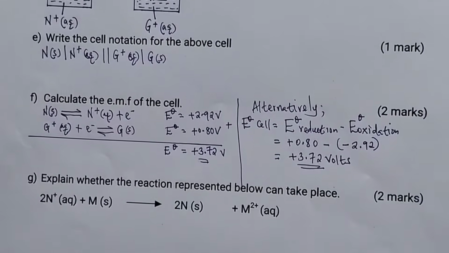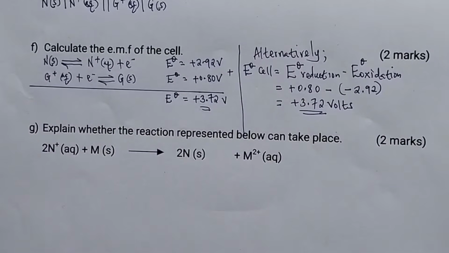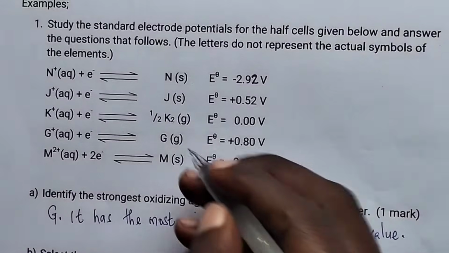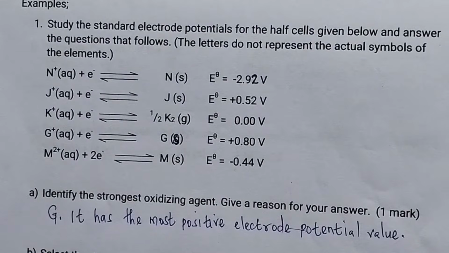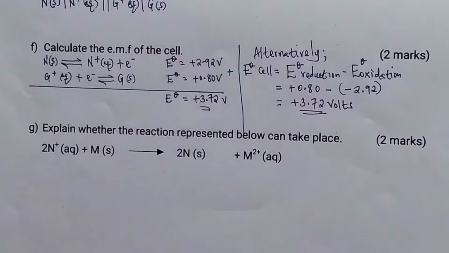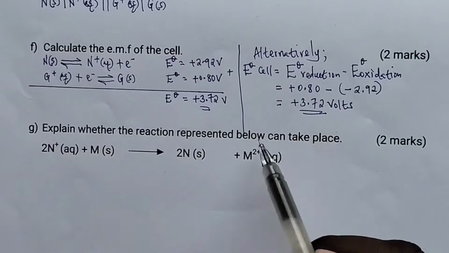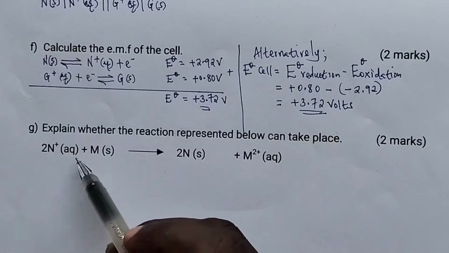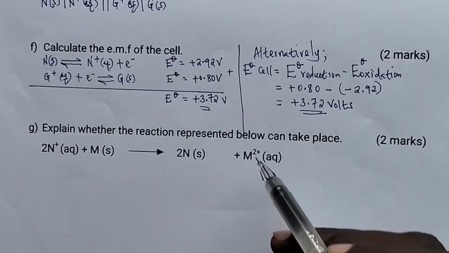Next, we are going to proceed to part G, or Roman G, where we are told to explain whether the reaction represented below can take place. So we have to go back and see what we had in the half cells. Remember, this is solid. Sorry, it's not the gas. The state for that is solid. So we are told to confirm or predict whether the reaction represented below can take place. So we have 2 N ion aqueous plus M solid, arrow, 2 N solid plus M2 plus aqueous.